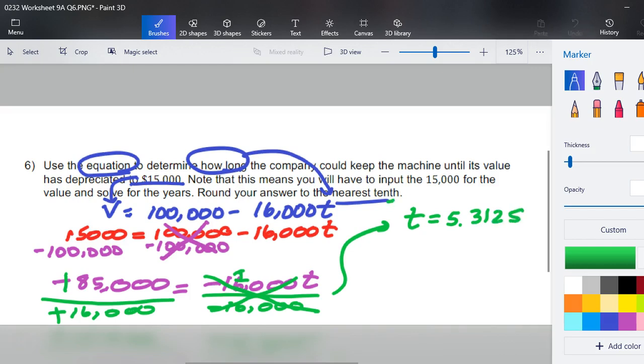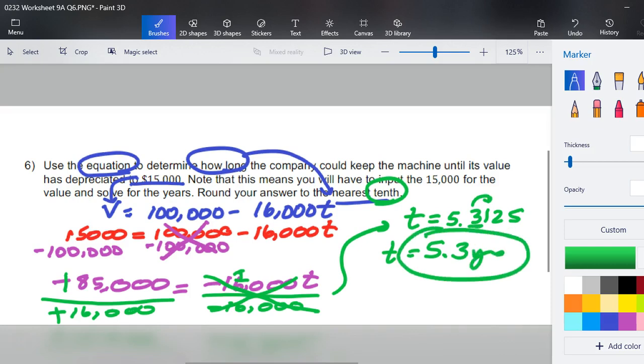I go back and reread my directions and it wants it to the nearest tenth. So for the years, I look at my tenth, the 1 says stay where you are. And so my time for the value to go down to 15,000 would take 5.3 years.